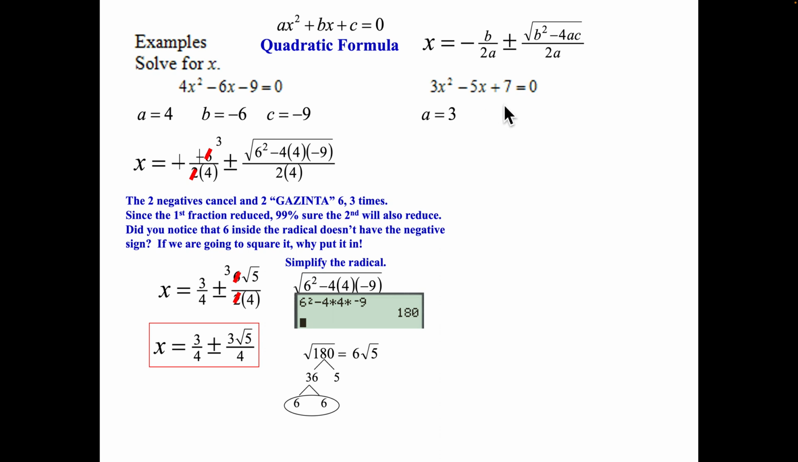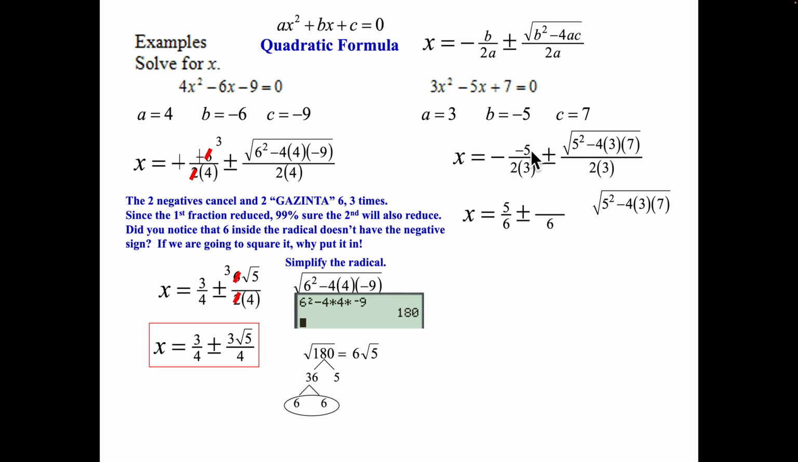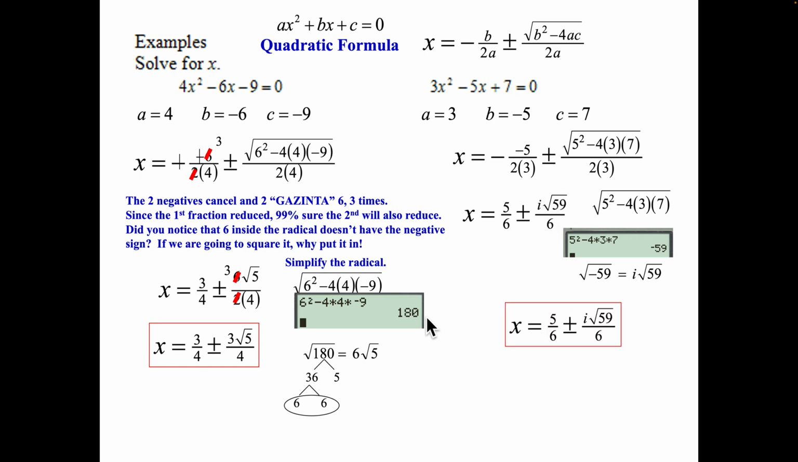All right, 3x squared minus 5x plus 7, identifying the a is 3, the b is negative 5, the c is 7. I plug in all the numbers. I get a minus negative, okay, that's going to be plus plus. Nothing reduced, so it's 5, 6. This is a 6. I'm expecting that this won't break down because I was not able to reduce the first fraction. So I go to my calculator. We're going to get 5 squared minus 4 times 3 times 7, negative 59. Okay, so the only thing I can simplify out of here is the negative. We'll call it i, square root of 59, and you're done. But it did not reduce.